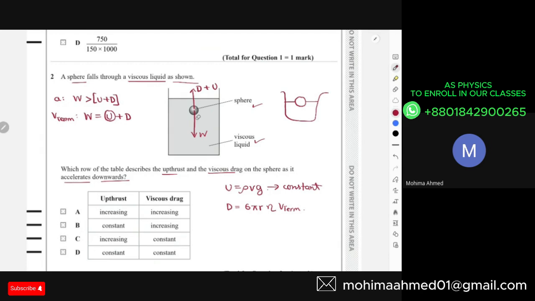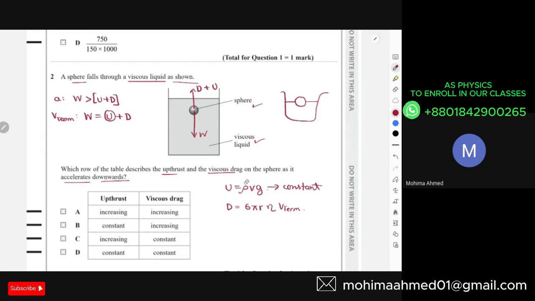But in this position, from the initial start point of your question 2, I can see the ball was entirely inside the water. That means the total volume of the water displaced is already equal to the total volume of the sphere. Doesn't matter, the deeper you go inside the water, it cannot displace more water, right? Because the entire sphere is inside the water body now. So the volume of the water displaced is equal to the total volume of the sphere. So volume also remains constant.